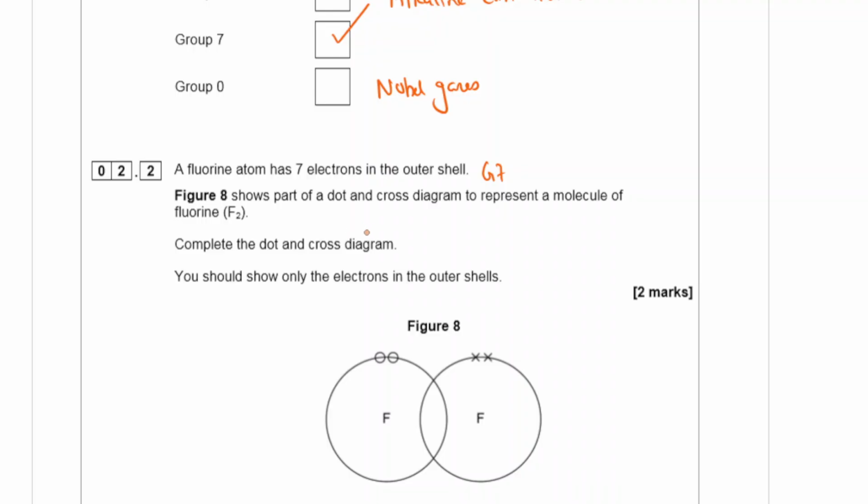Figure 8 shows part of a dot and cross diagram to represent a molecule of fluorine, F2. Complete the dot and cross diagram. You should show only the electrons in the outer shell. So because it has 7 electrons, we've got 6, and one of them is being shared with the other fluorine. You could draw the dot and cross in the inside, like in the shared space, like in the Venn diagram, or you can draw on the lines on the outside of each line as well, but it's better to draw it in the inside.